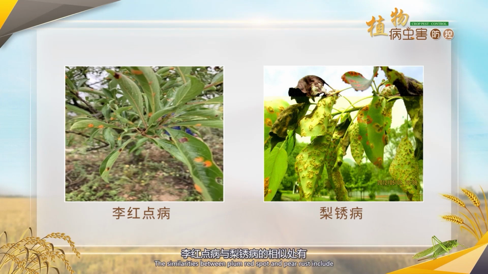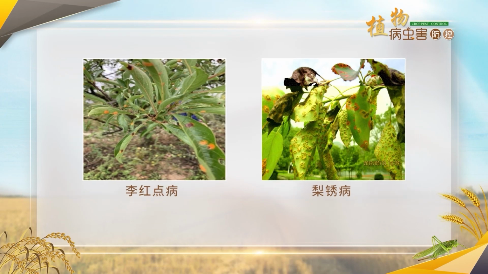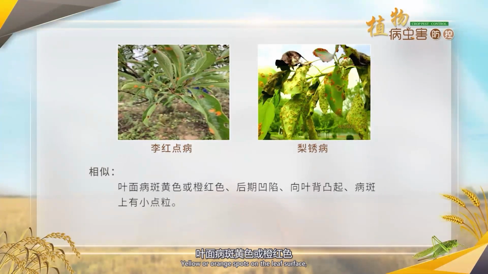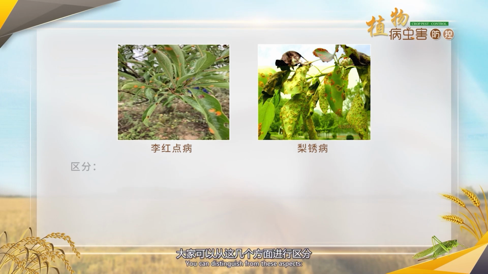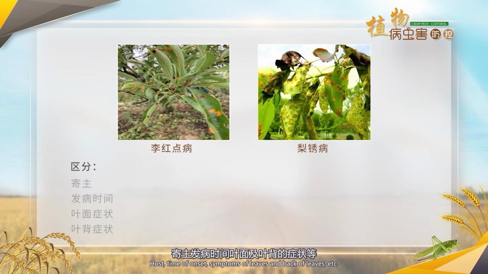The similarities between plum red spot and pear rust include yellow or orange spots on the leaf surface, late depression, bulging to the back of the leaf, and small dots on the spots. You can distinguish them from these aspects: host, time of onset, symptoms of leaves and back of leaves, etc.